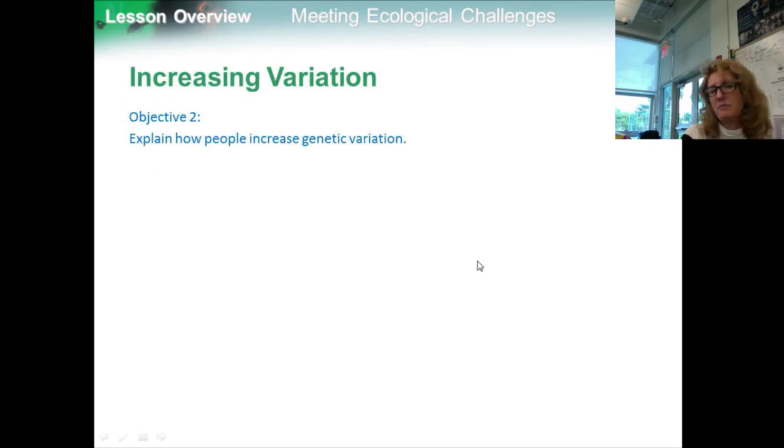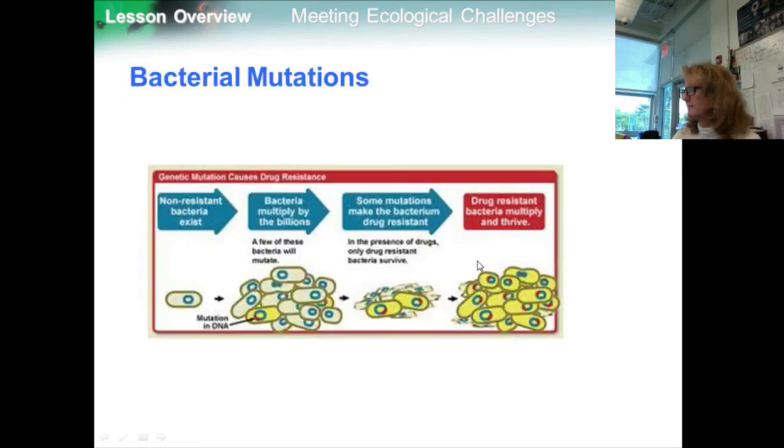Objective 2 is explain how people increase genetic variation. All right, so when scientists manipulate the genetic makeup of an organism, they are using biotechnology. Biotechnology is the application of a technological process, invention, or method to living organisms. Selective breeding is one form of biotechnology important in agriculture and medicine, but there are many others. For example, mutations occur spontaneously, but breeders can increase the mutation rate of an organism by using radiation or chemicals.